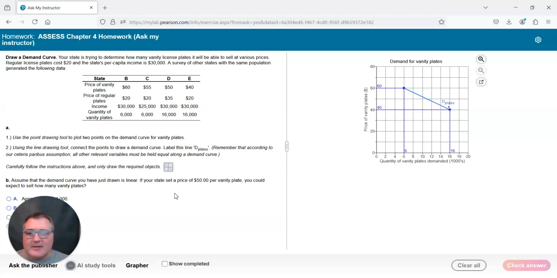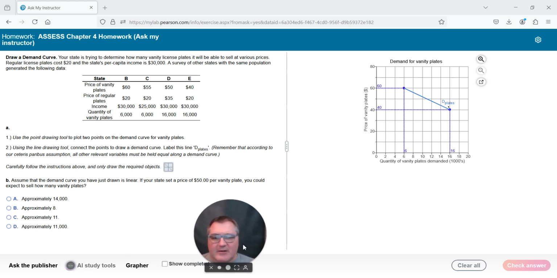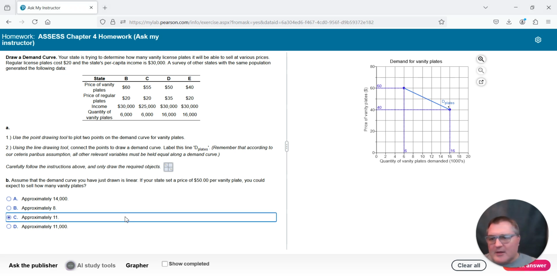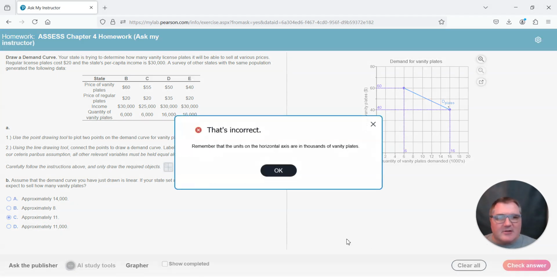That's correct. And then it's going to ask us another question down here. It says, assume that the demand curve you have just drawn is linear, which it is. If your state set a price of $50 per vanity plate, you could expect to sell how many vanity plates? Well, we go to $50 price, and we go over here, and that looks like right at 11. So we'll check answer on that one.